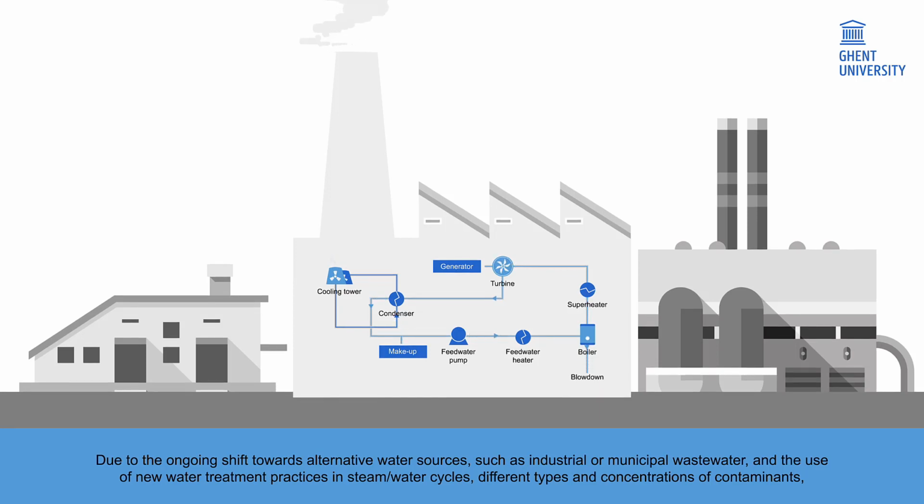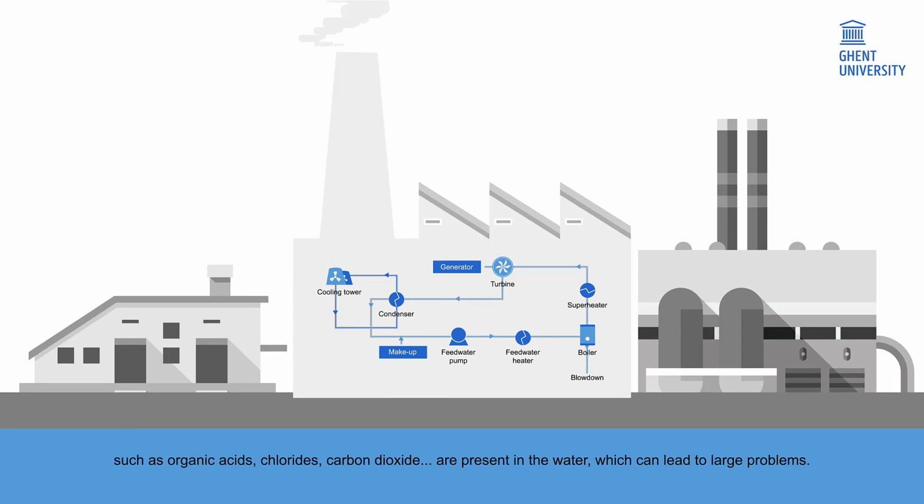Due to the ongoing shift towards alternative water sources, such as industrial or municipal wastewater, and the use of new water treatment practices in steam water cycles, different types and concentrations of contaminants, such as organic acids, chlorides, carbon dioxide, etc., are present in the water, which can lead to large problems.